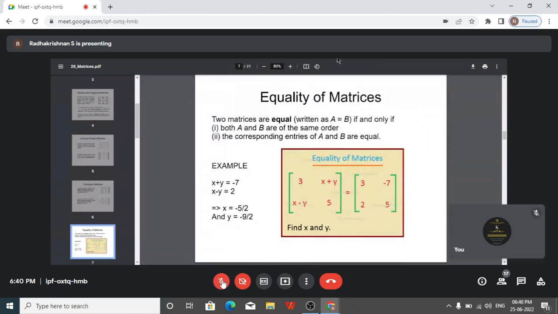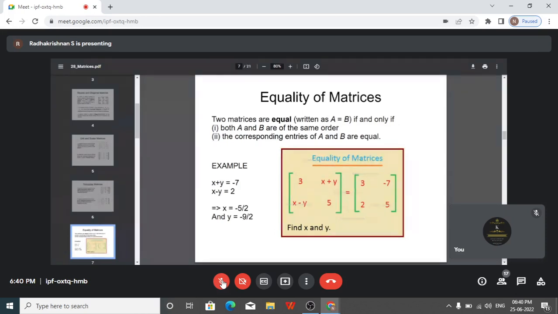Okay. So now if you take two matrices, they can be considered equal if every corresponding term is equal. That is equality. So for example, in the first matrix there is 3 and 3x plus y, x minus y, 5. In the second there is 3, minus 7, 2, 5. For these two to be equal, every element has to be equal.